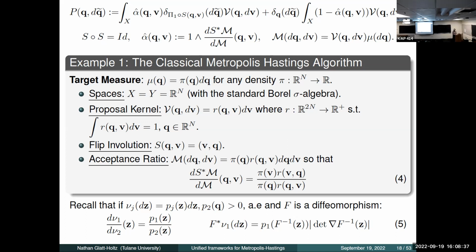Nathan? Yes. Can I just make a quick historical comment? I believe the original Metropolis algorithm, the proposal was always symmetric.